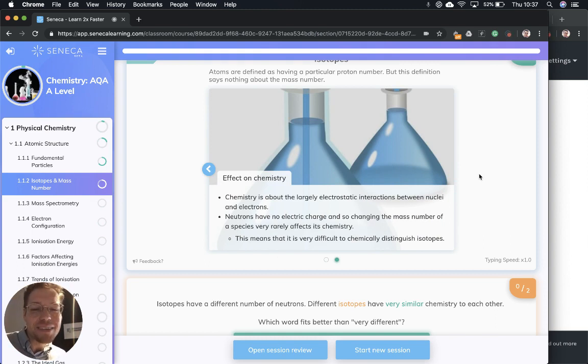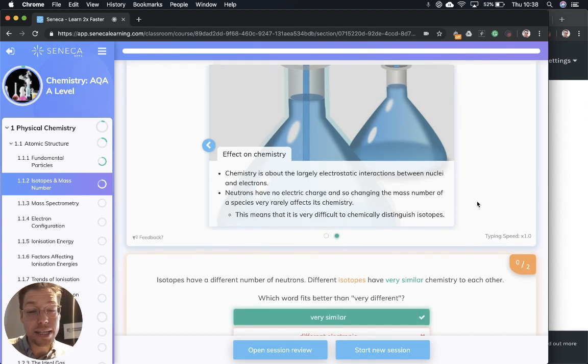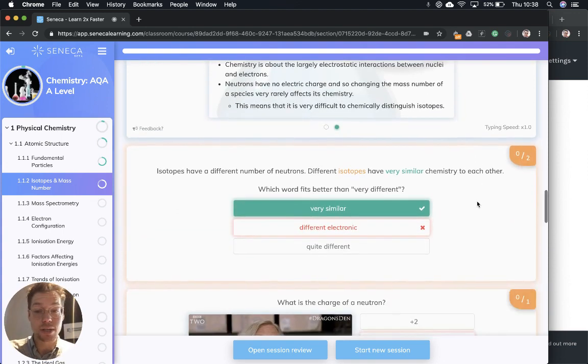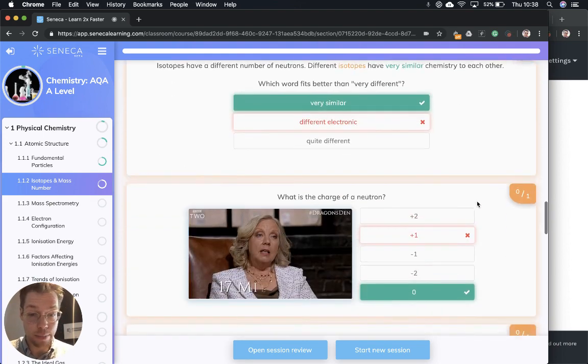So the effects of this on chemistry are important to know. Chemistry is about largely electrostatic interactions between nuclei and electrons. So, neutrons have no electric charge, and so changing the mass number of a species rarely affects its chemistry. So that means it can be chemically very difficult to distinguish isotopes. So, isotopes, different number of neutrons, but they have very similar chemistry to each other.